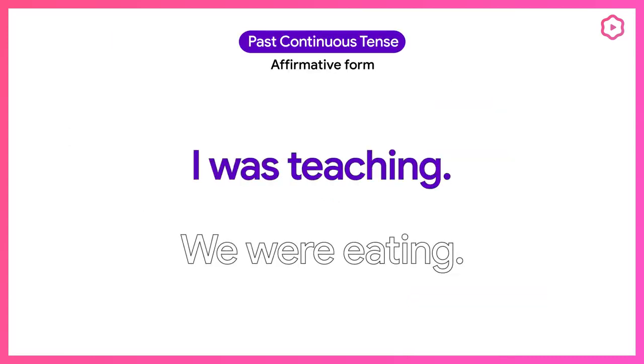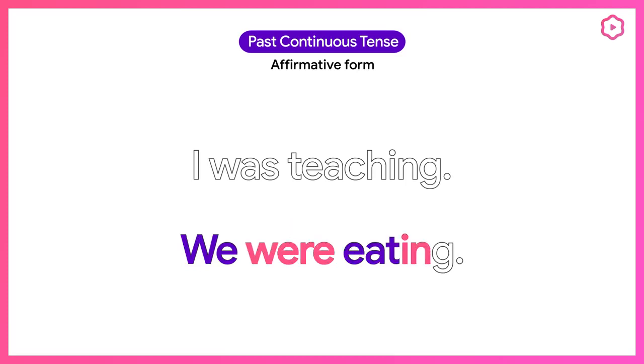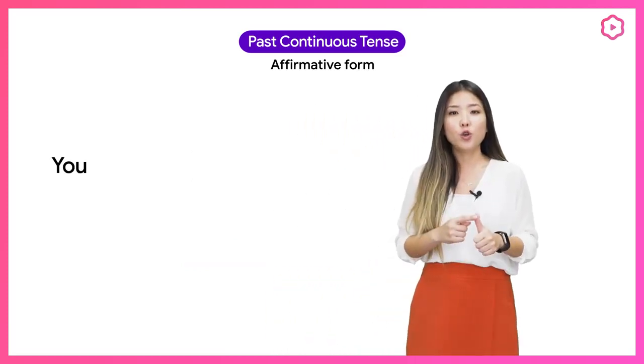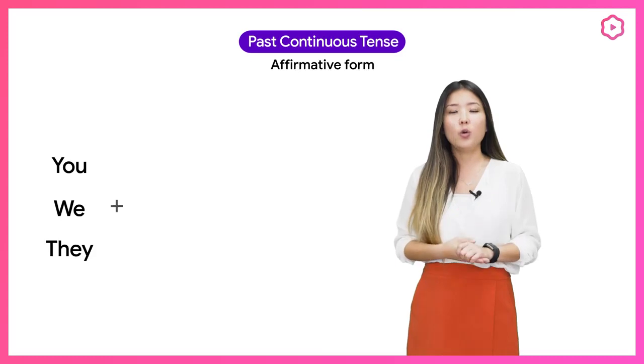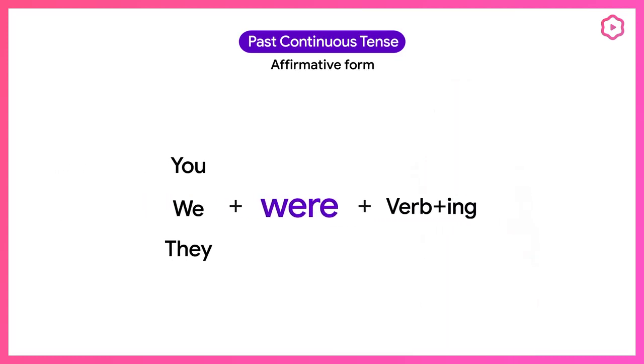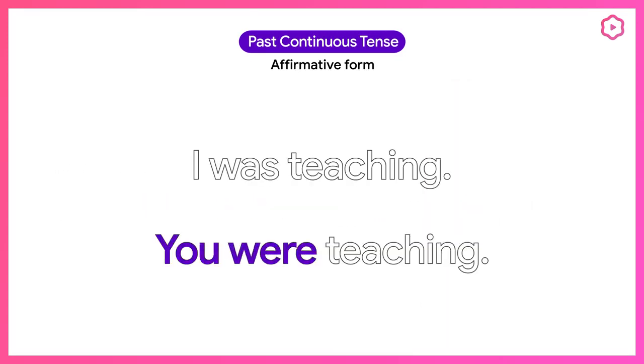I was teaching. Take a look at the second sentence. We were eating. In this case, for you, we, and they, we use were. You were teaching.